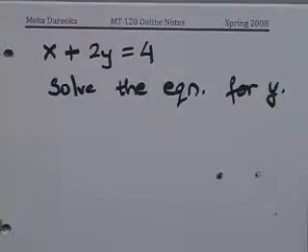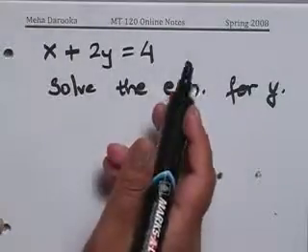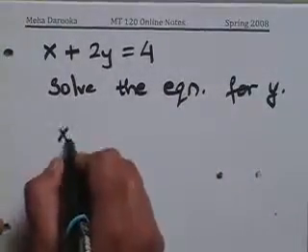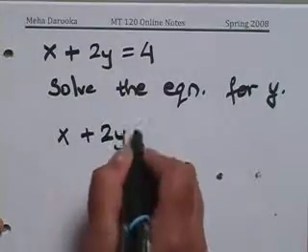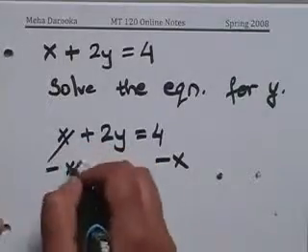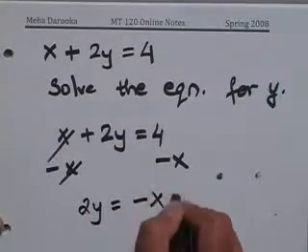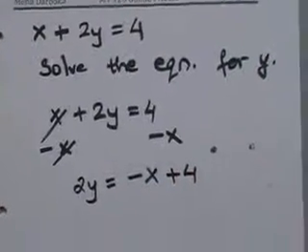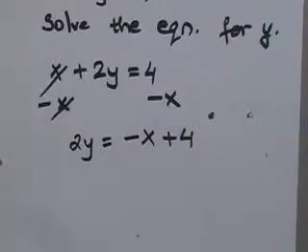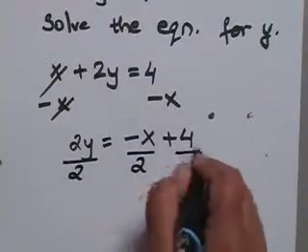Now when you solve the equation for y, you basically want to take everything else over to the other side and get y by itself. So let's go ahead and do that. We start by moving our x over. And then to get y by itself, we want to get rid of that 2, so we divide both sides by 2.